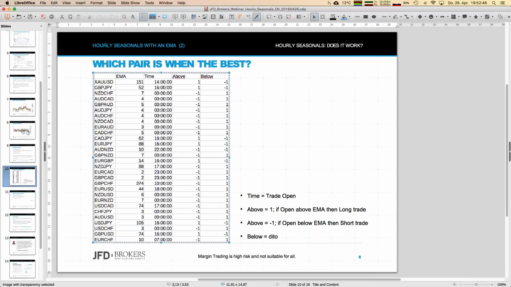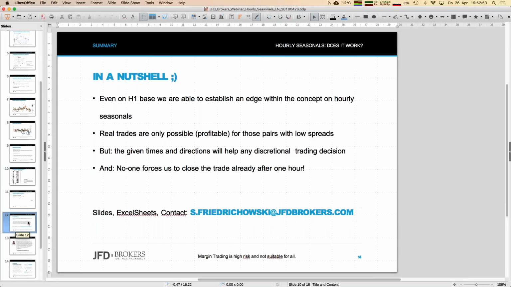Yeah, definitely. And still my computer is working with himself. So I want to have that summary slide here. So we know that the concept of hourly seasonals work. We know the times. We know that we can transfer that to profitable trading. You know the rules for that.